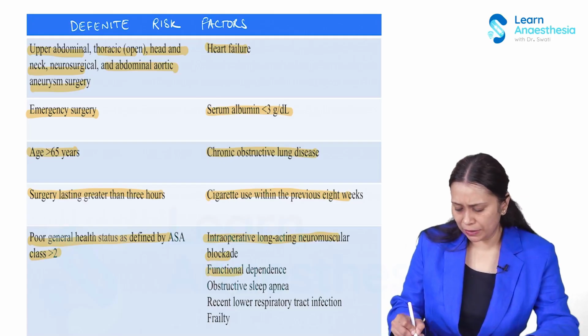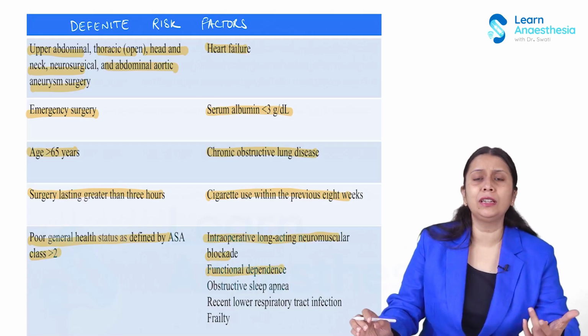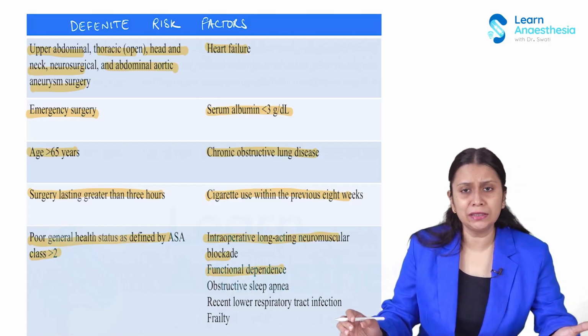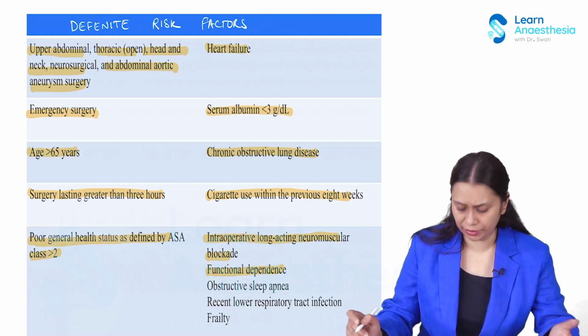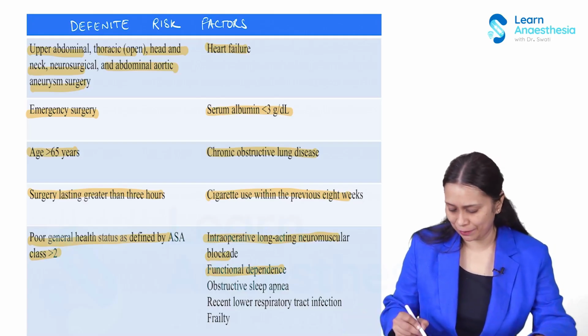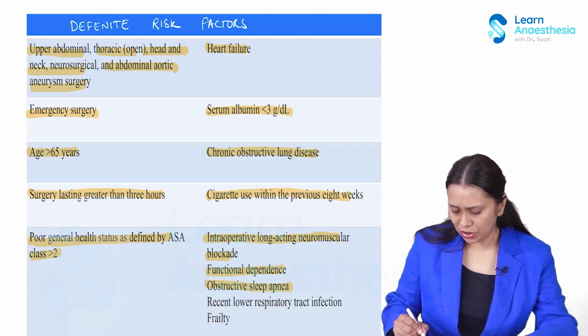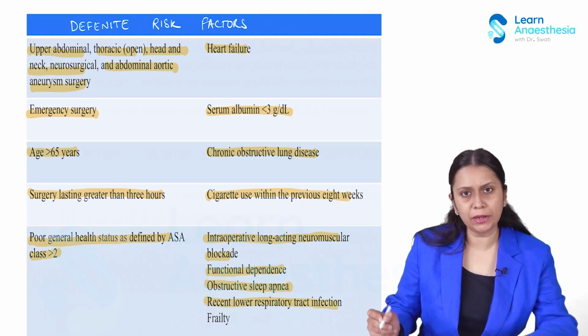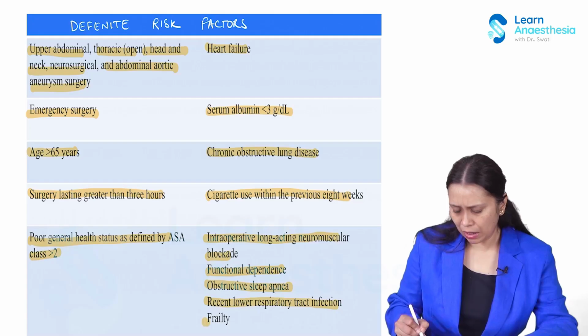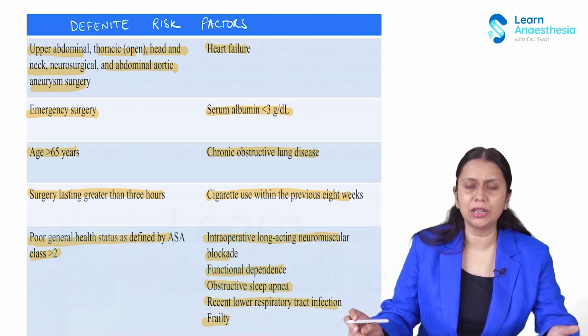Then functional dependency of the patient. Patient is not functionally independent. Again, it is pointing towards a high ASA grade, I must say. Patient associated with obstructive sleep apnea, patient having a history of recent lower respiratory tract infection, and frailty present in the patient, high frailty index, the old age patient again, I would say.